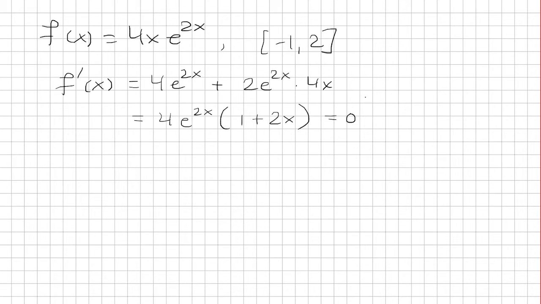4e to the 2x is an exponential, which is never equal to 0. So I can divide both sides by 4e to the 2x. And so all I really need to do is set 1 plus 2x equal to 0 to get x is -1/2.